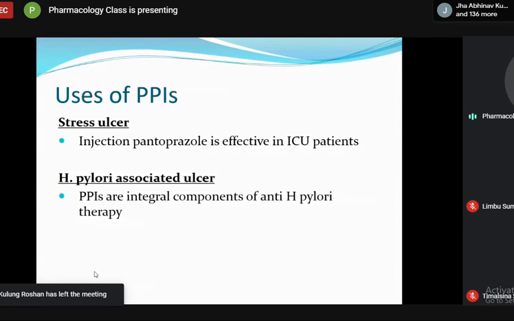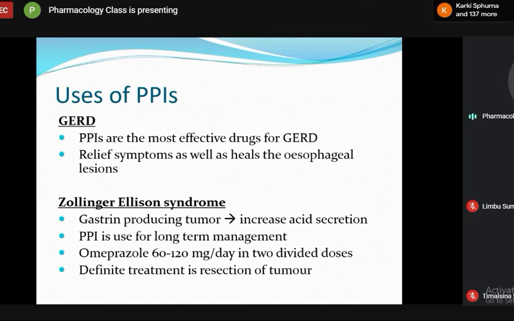Next, in the stress ulcer, like in cases of ICU patients, surgical patients, or burn patients, in those conditions there is a high chance of ulcer formation. They are called stress ulcers. So here also we can give proton pump inhibitors like pantoprazole by intravenous route. And as in H. pylori therapy, there are triple therapy and quadruple therapy in which proton pump inhibitors are the main component.